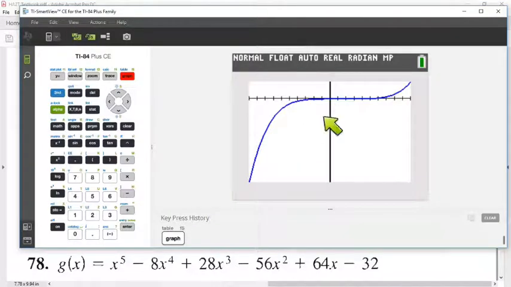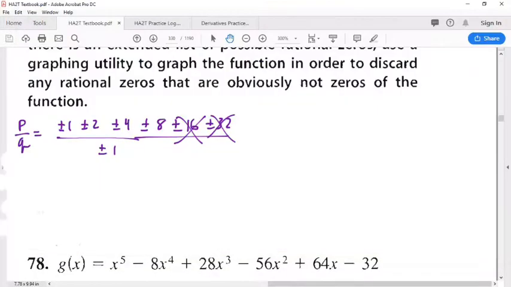What do you guys think? 1, 2, 3, 4, 5, 6, 7, 8. Yeah, 8 shouldn't be there either. So we can eliminate the 8 also. Now, we just cut down our work significantly, right? We only have 6 possible rational zeros. So that's what you have to start trying, those possible rational zeros, to do this one.